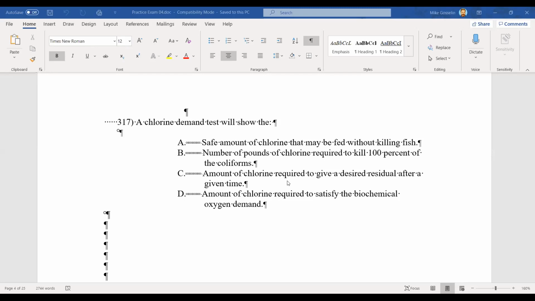And the thing to remember about chlorine: the demand is the amount required to kill 100% of the coliforms in this answer. Sorry, I messed up the calculation. So it's chlorine dose equals demand plus residual. Your demand is what is required to kill everything. Residual is what's left over. Both of those combined together are your chlorine dose. So commit that one to memory too, because you're probably going to see it. Dose equals demand plus residual.